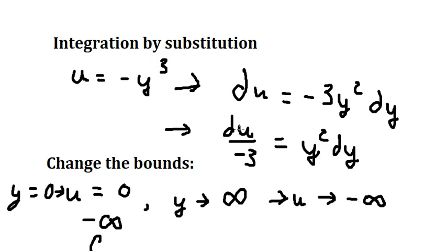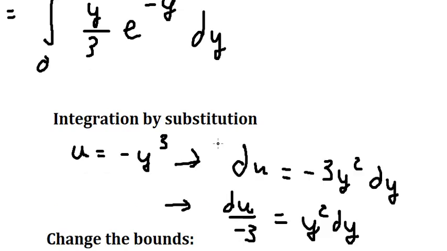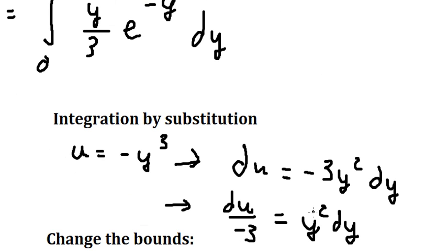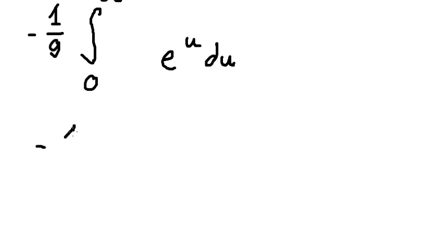So we put u in place of negative y to the power of 3, and y squared dy becomes this. Negative 3 with positive 3, we have negative 1 over 9. So the integral of this, we have like this.